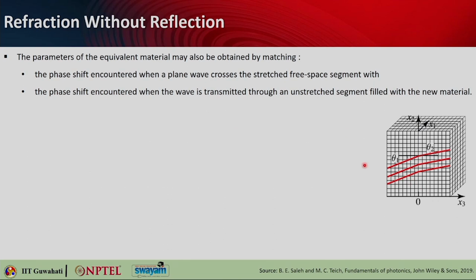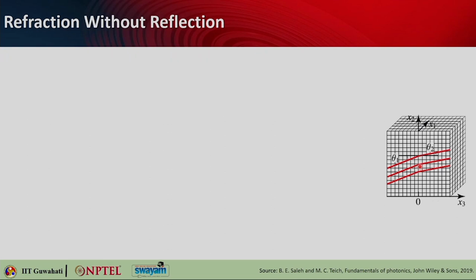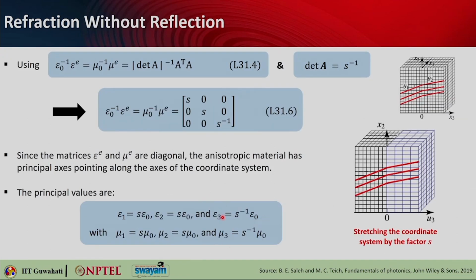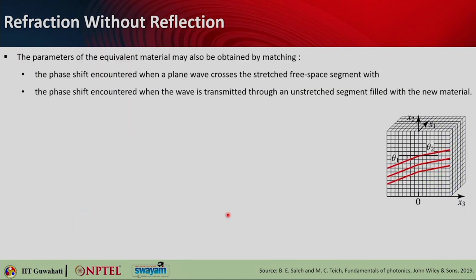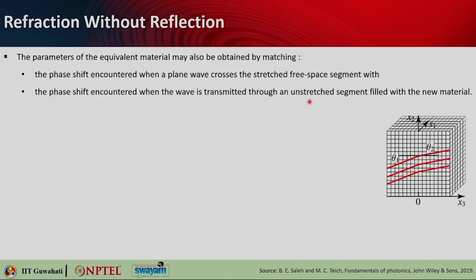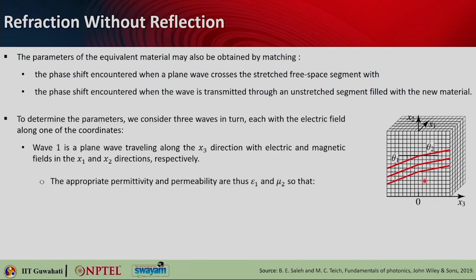The phase shift that is encountered when a plane wave crosses the stretched free space segment should match the phase shift encountered when the wave is transmitted through an unstretched segment filled with this new material, and this new material will have all this property. Okay. So, the whole idea is the phase shift for the light should be equivalent in both cases, and then only you will be able to fill the unstretched segment with the new material, and that is how you will be able to bend the light without any reflection.